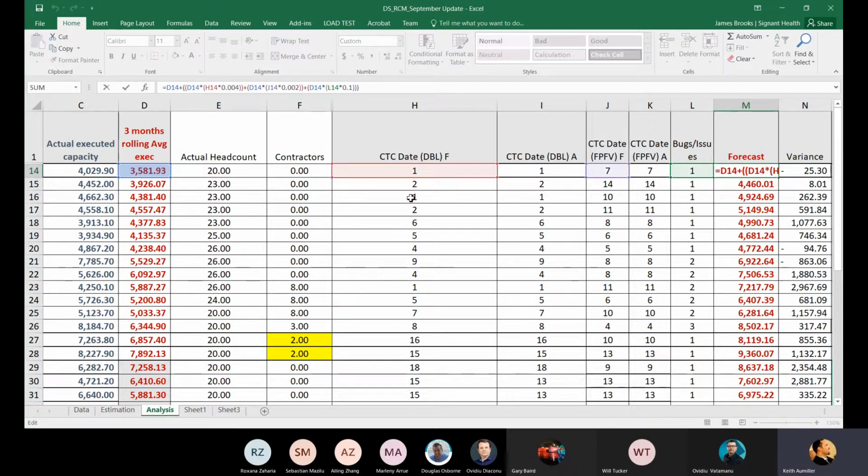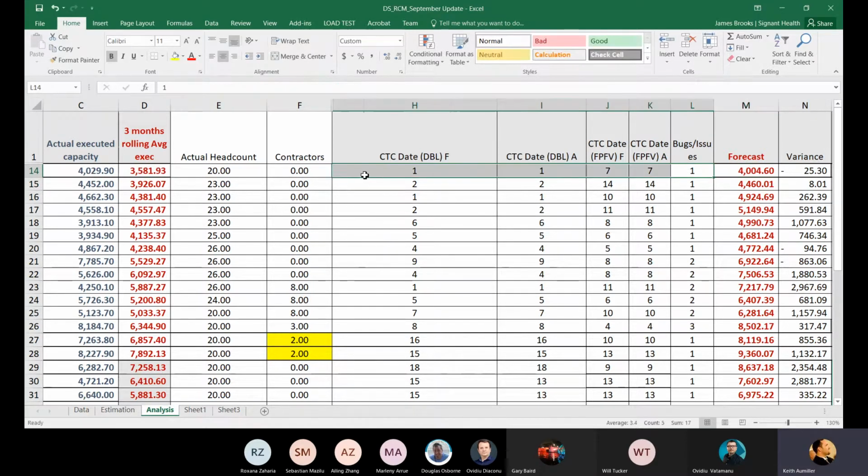And then it looks like the current month's rolling average of available capacity, right? So basically we have a multivariate formula, and I think head count feeds into this as well.